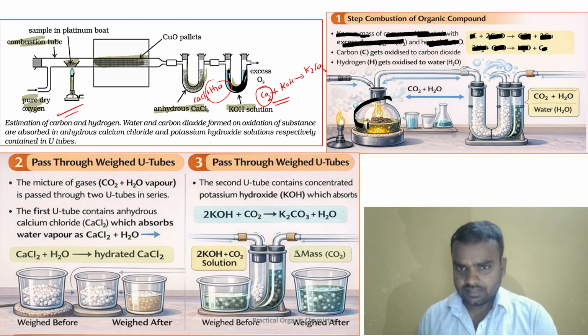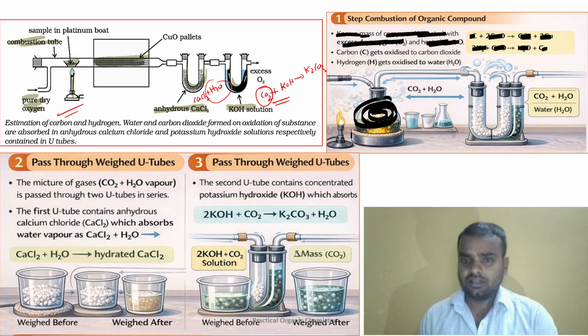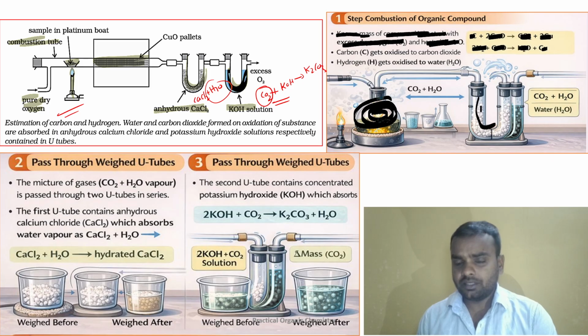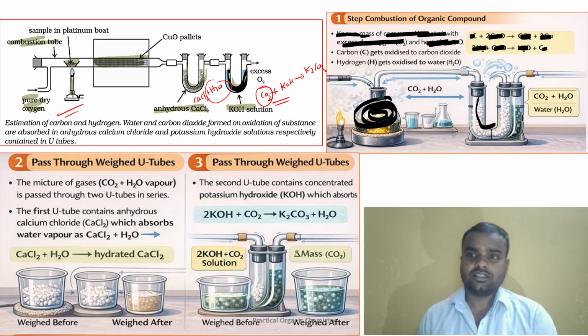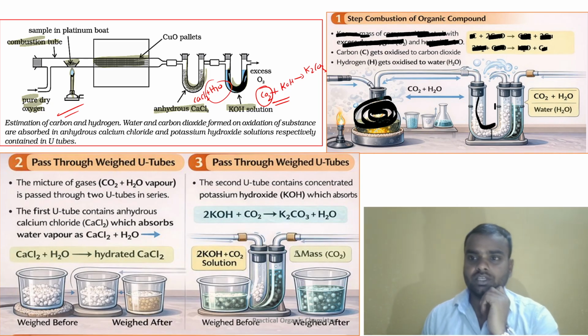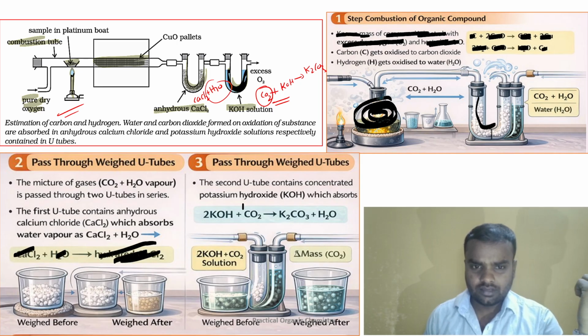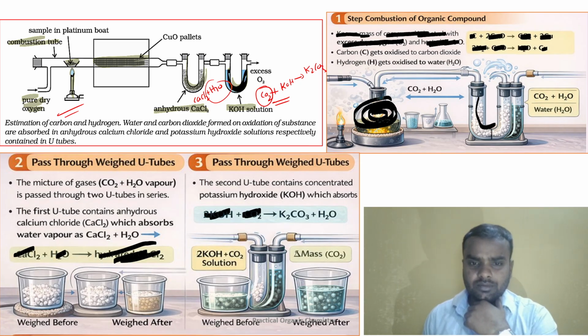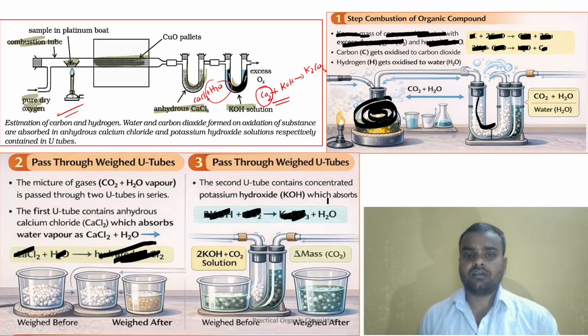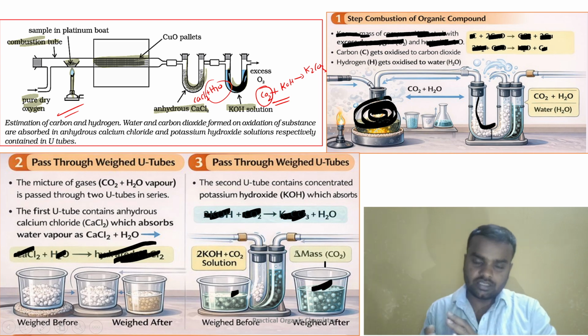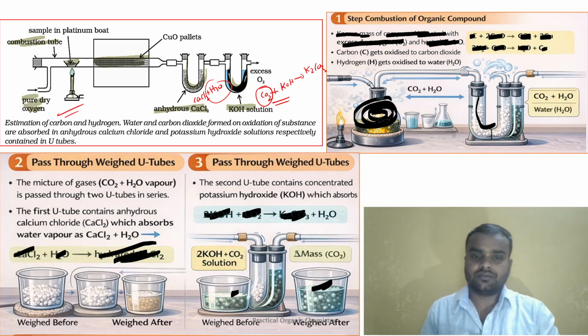Here you can see the bulb where the reaction, combustion, takes place. Here we have taken two U-tubes. One has KOH, the other has CaCl2. Both absorb CO2 and water. CaCl2 absorbs water, forming hydrated CaCl2. KOH absorbs carbon dioxide, forming potassium carbonate. So, from the mass before and after absorbing, the difference in weight gives us the percentage of carbon from this method.